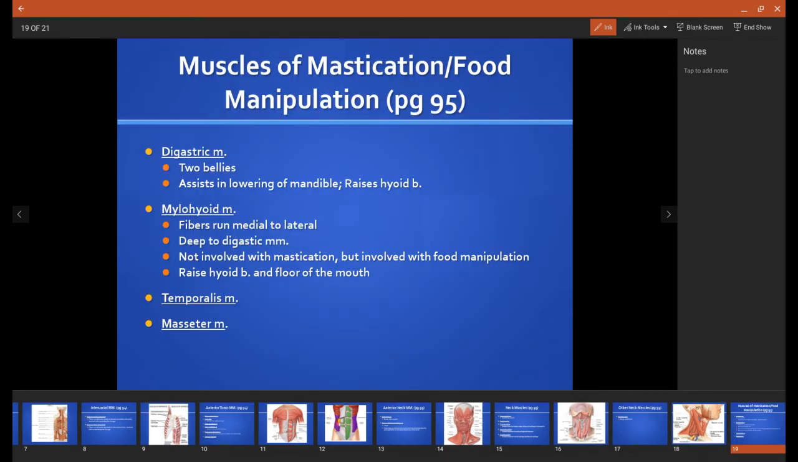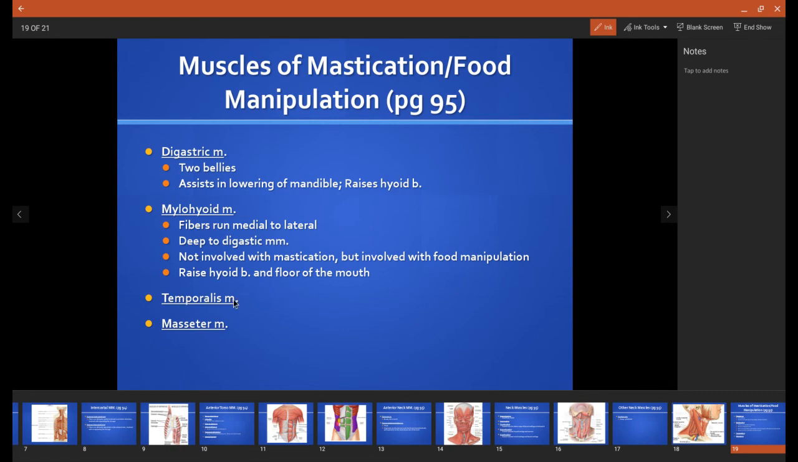We also need to figure out muscles of mastication and food manipulation. So digastric will be our first one, and it'll have 2 bellies. And this is going to depress the mandible. Where I find digastric is it's going to be underneath the chin. There's going to be 2 of them on each side. And then underneath, deep to digastric, will be mylohyoid. And so the fibers are going to run in an opposite direction.